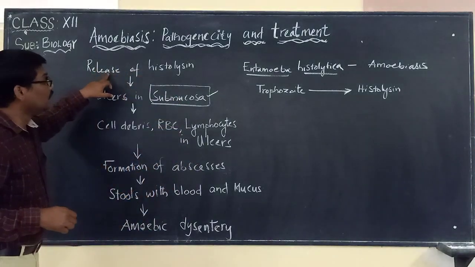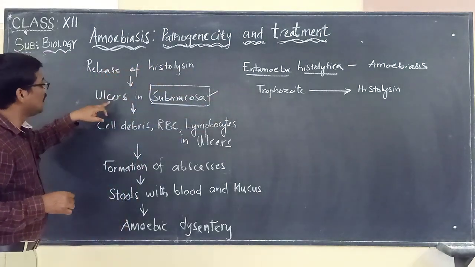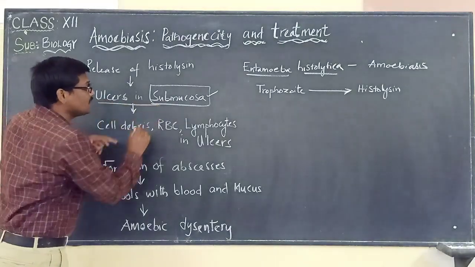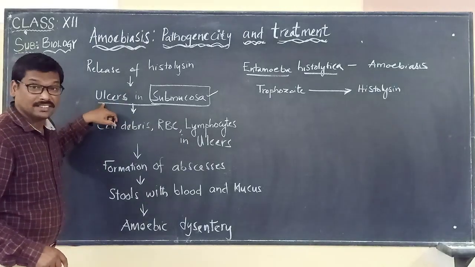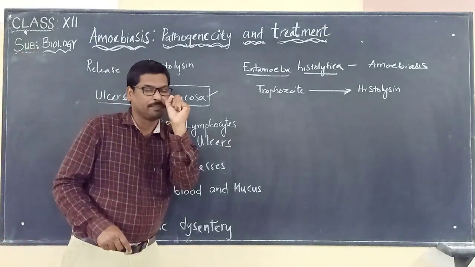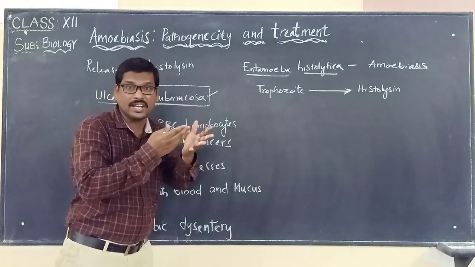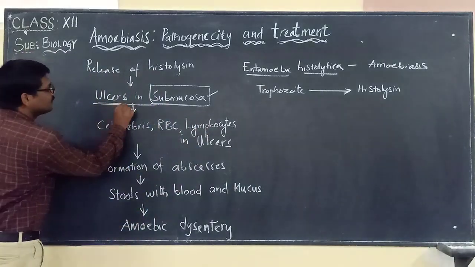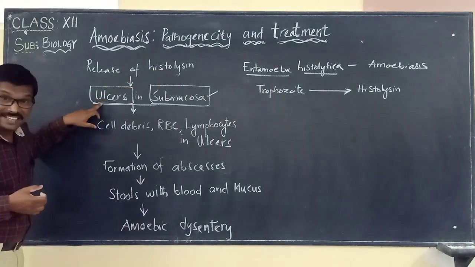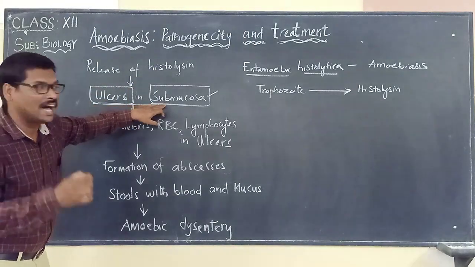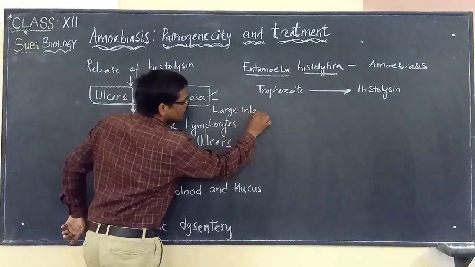So the release of histolysine by the trophozoite will now cause ulcers in the submucosa. Ulcers means just like a small wound. There will be sores, or destruction of these layers, mucosa and submucosa, which we call ulcers. So histolysine will cause ulcers in the submucosa of the large intestine. Please remember, it is in the large intestine.